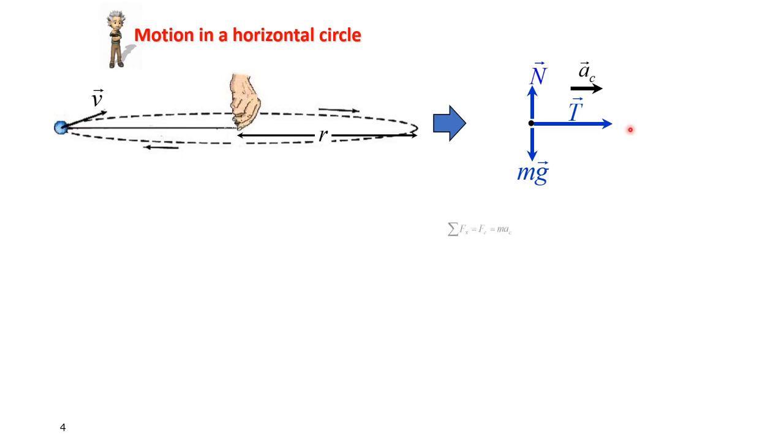When a body has contact with a surface, we would have a normal reaction force going upward. In this situation, T and ac are in the same direction, so for component x, Fx equals Fc equals m ac. So here the tension in the string contributes to Fc, which equals m ac.